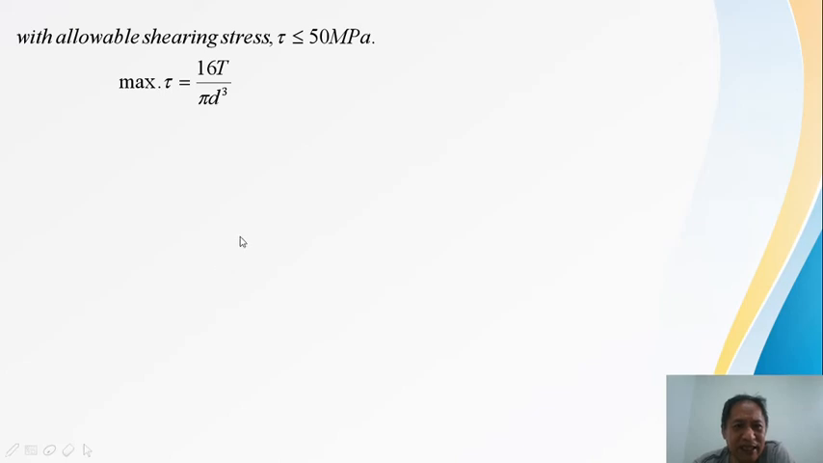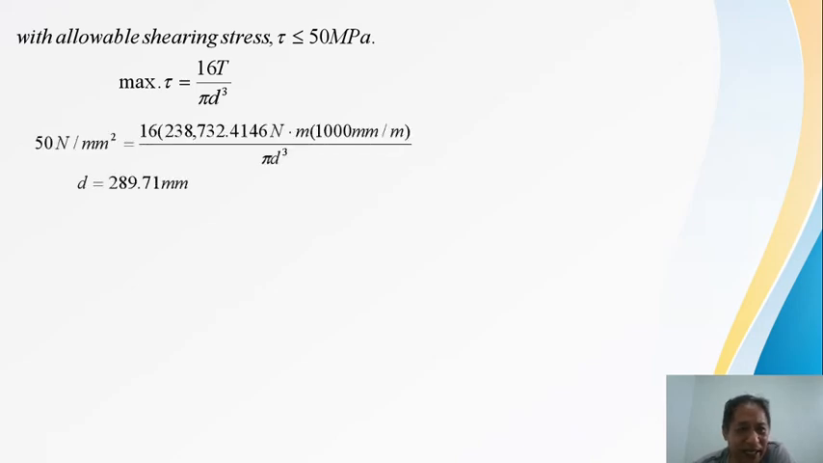Allowable shearing stress should not be more than 50 megapascal. Okay, so I have to maximize using 50 megapascal, or Newton per square millimeter. 16T, this is the value we obtained earlier, but this is in Newton meter. If I want to make it millimeter, what was mentioned earlier is to multiply by 1,000 because meter squared is out and this is millimeter. Simplifying, we obtain a value for D, the dimension for the diameter, and there are two possible values because you are also given an allowable twist.